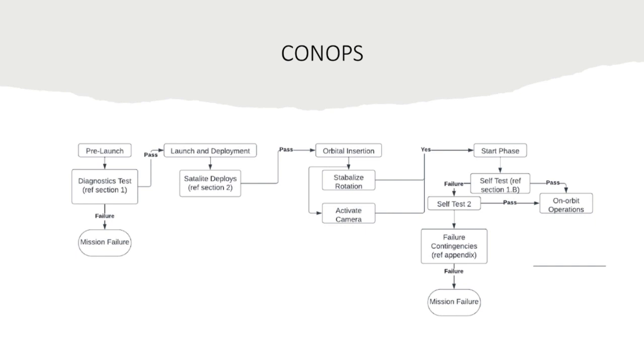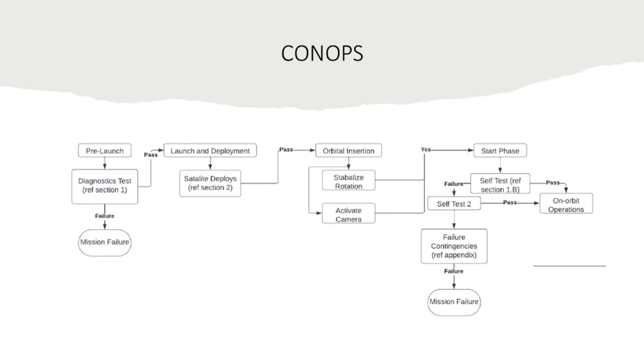And if it passes the autonomous testing phase, then we begin on-orbit operations, which will basically be taking pictures of targeted wildfire hotspot areas, transforming those pictures into Fourier transforms so that we can then send them down to Earth if the Fourier transform graph is different than the typical Fourier transform graph.